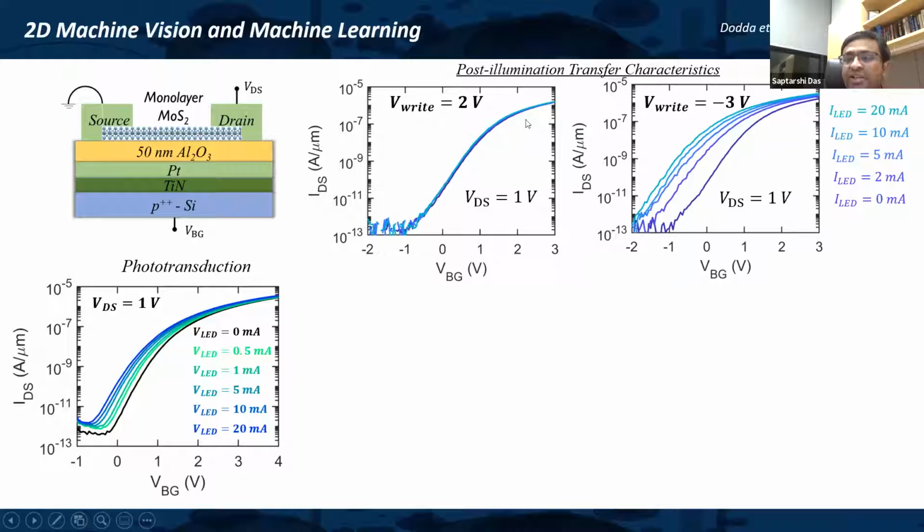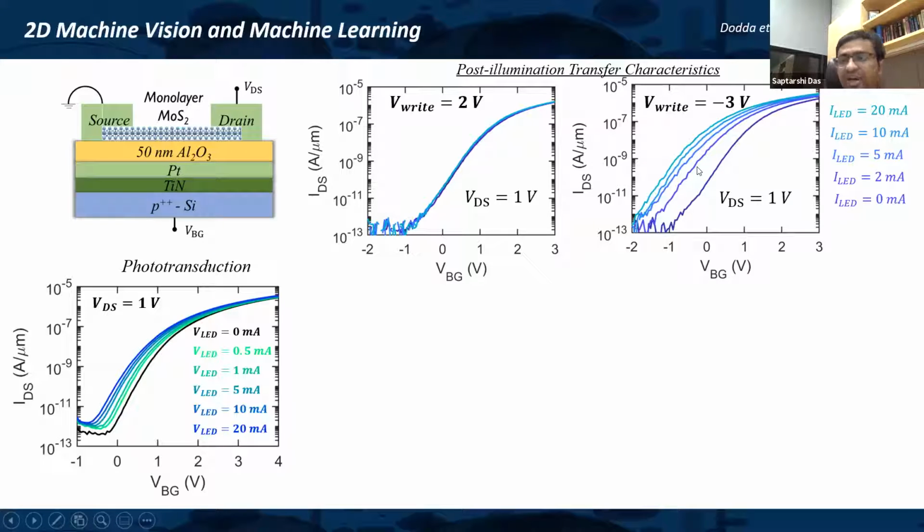So let's say, for example, if the illumination was done under a positive gate bias where my device is in the on state, then post illumination, the transfer characteristic does not change. But if the illumination is done under negative bias condition, then you can see that after the illumination, the device actually retains that information.